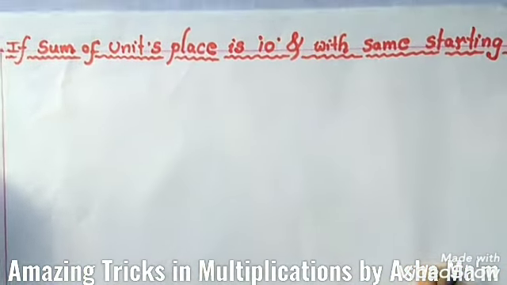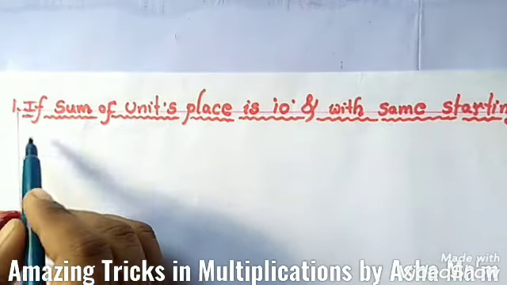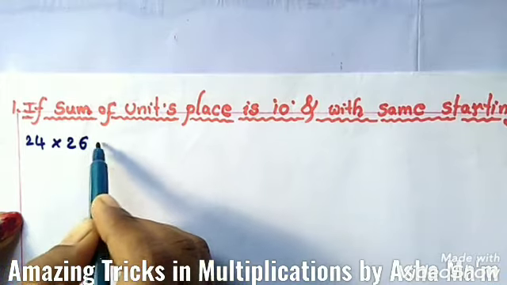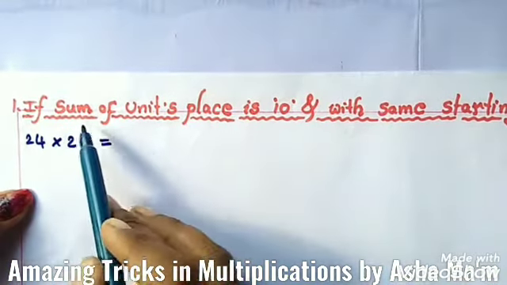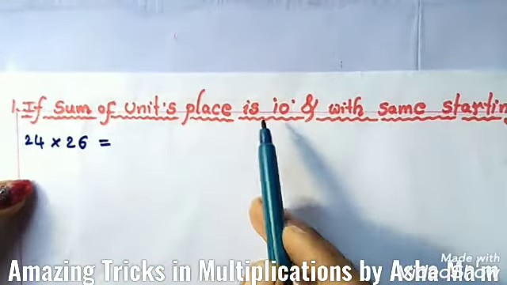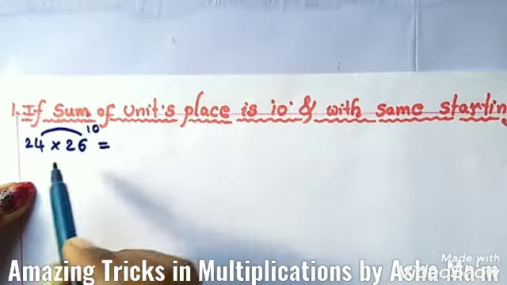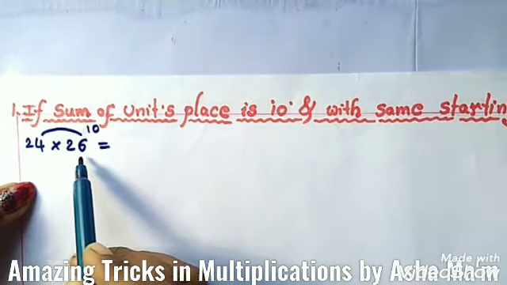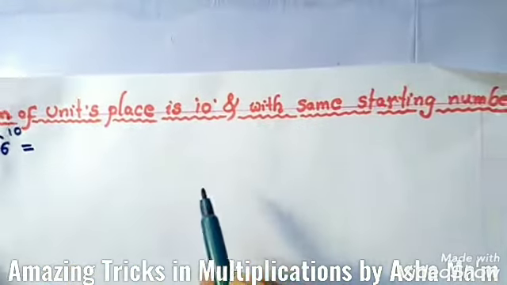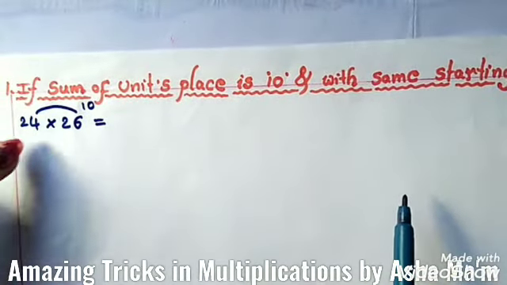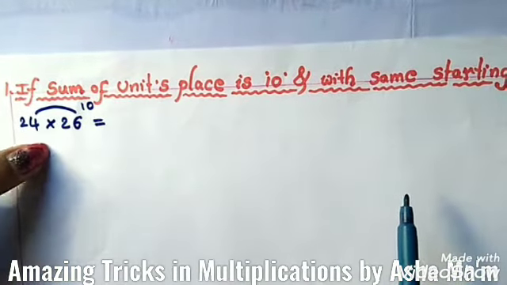That means, for example, if you take the number 24 into 26, here students, if the sum of units place is 10, if you add these two numbers, you must get 10. So here 4 plus 6 is 10, and with same starting numbers. Here the starting numbers, both numbers are only 2.